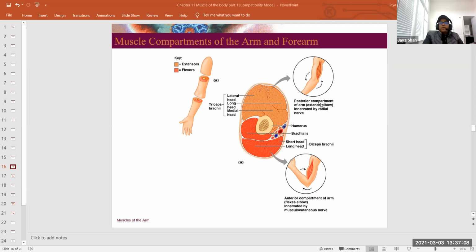So the posterior compartment function you need to know. Posterior compartment of the arm extends your elbow. That's usual, you know that. All the posterior muscles extend. And the anterior compartment flexes. And you see they have different groups of nerves: the posterior is innervated by the radial nerve. The radial nerve is the branch of the axillary nerve. And the anterior compartment is supplied by, innervated by, the musculocutaneous nerve.